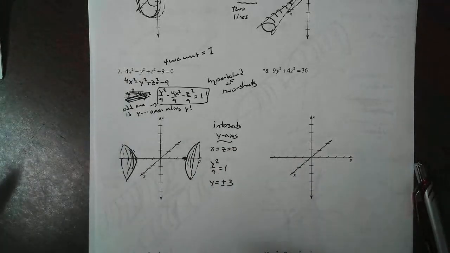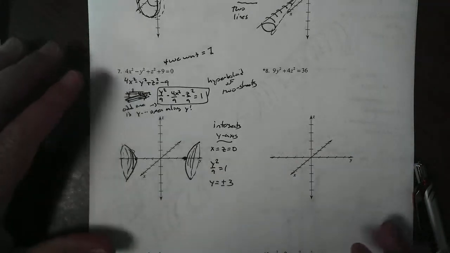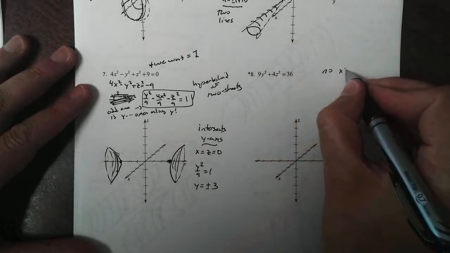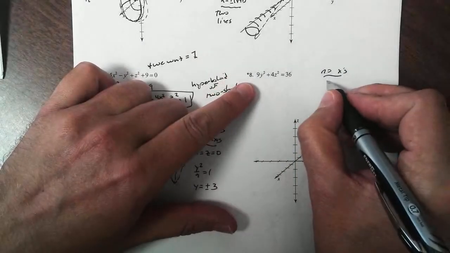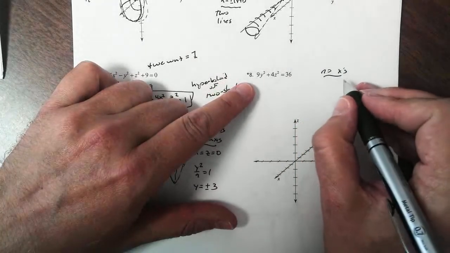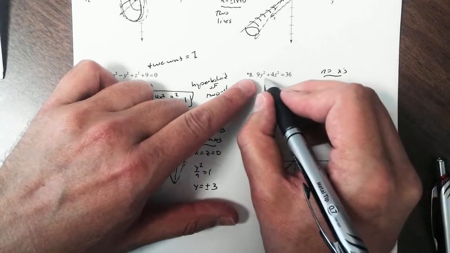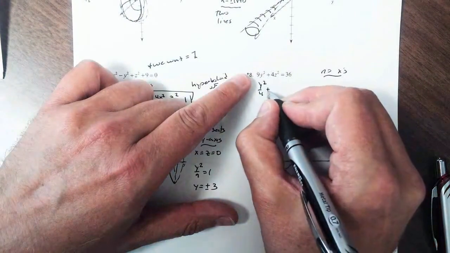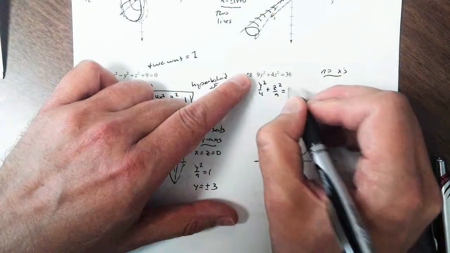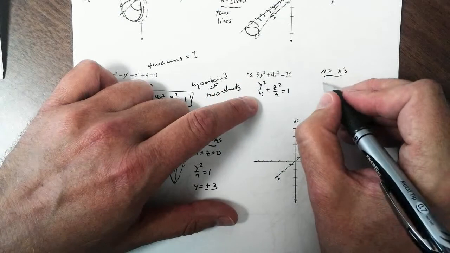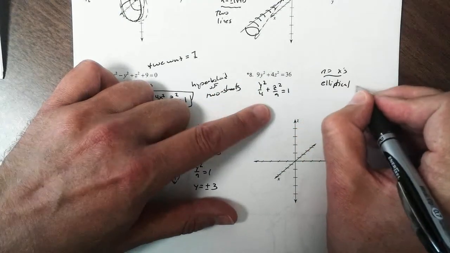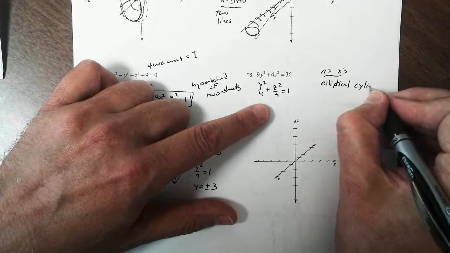All right, the last one. Okay, let's see here. If I look here, oh look, there's no x. There's no x's, right? So hopefully remember that this is going to be a cylinder. But what type of a cylinder will this be? That's pretty easy to notice. If I divide by 36, we get y²/4 + z²/9 = 1. This is our elliptical cylinder. It's an ellipse, so we call it an elliptical cylinder.